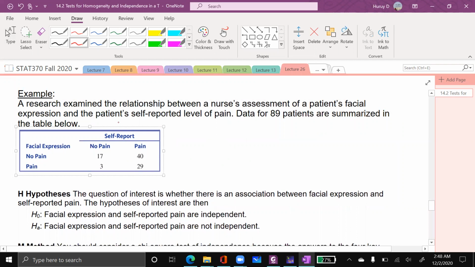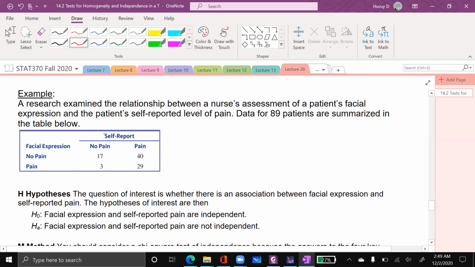Okay, a researcher examined the relationship between a nurse's assessment of a patient's facial expression and the patient's self-reported level of pain. When a patient comes to the clinic or hospital, the nurse will do their own assessment just by the facial expression of the patient, and then the patient will report the level of pain. Now, will there be dependency between these two? Will there be association?